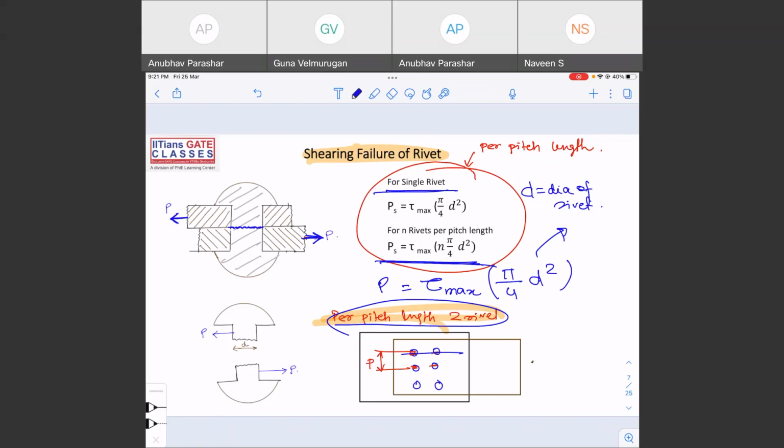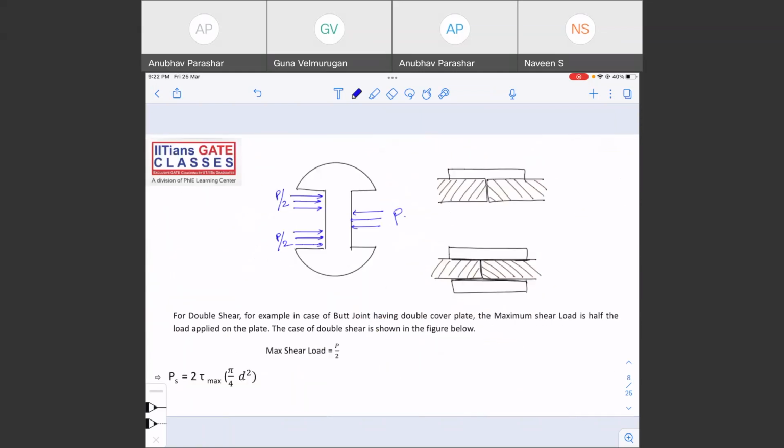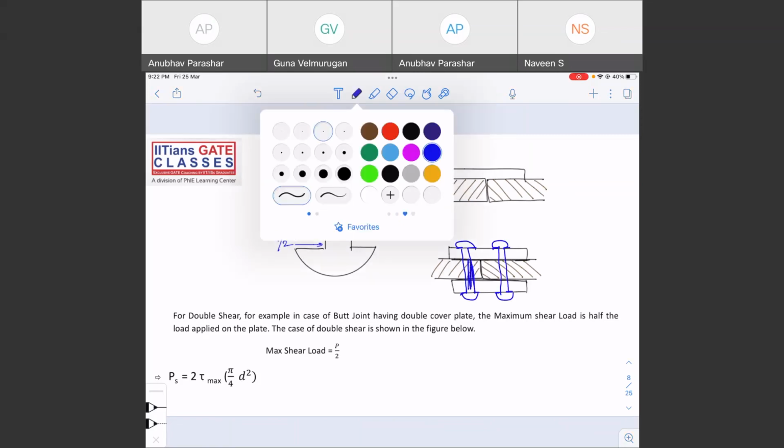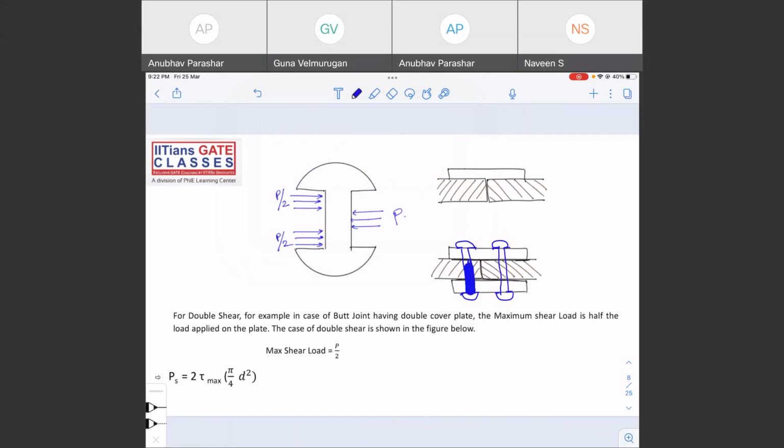Okay, good. Then it can be double shear also, right? The shearing can be double. For example, if you have a butt joint and a double cover plate, let me say this is one of the rivets and this is another rivet. So you have riveted this. You can see this is nothing else but a butt joint, right?